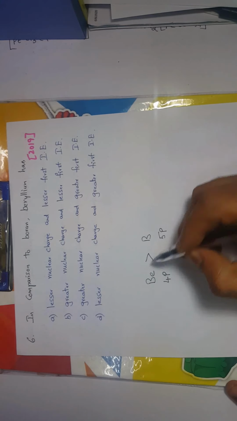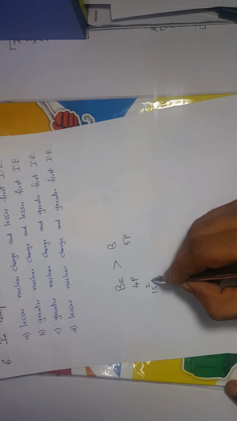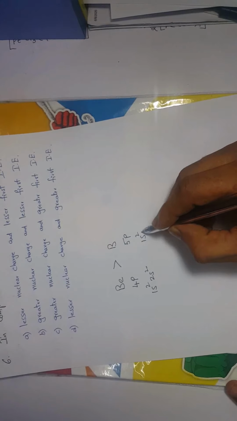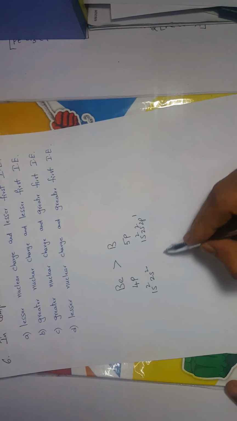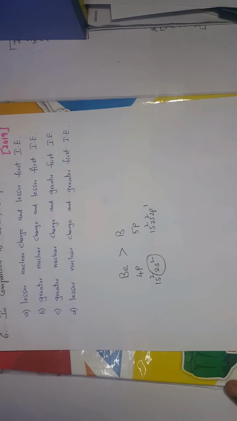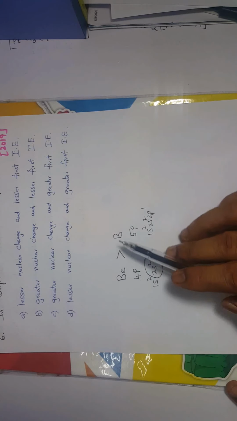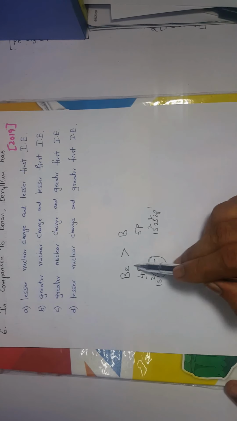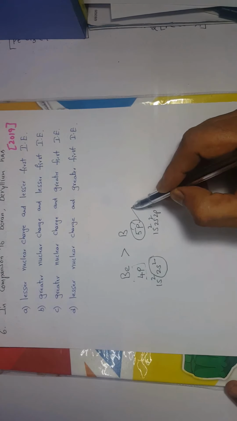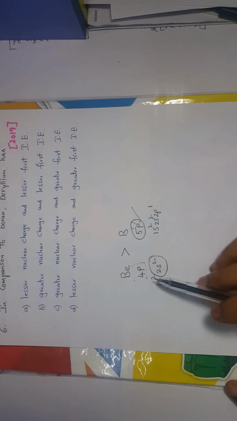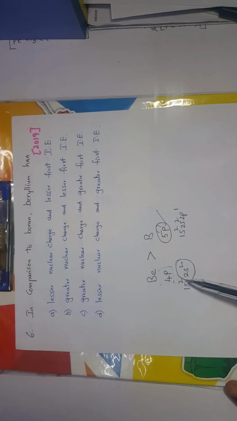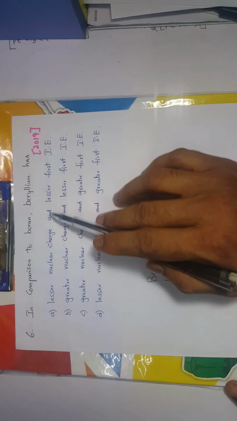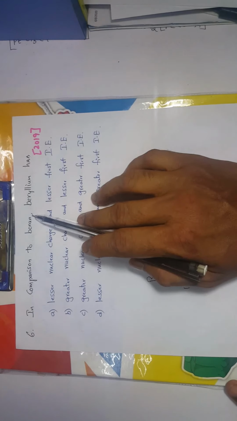Next, the ionization energy case, first ionization energy. Beryllium has a greater first ionization energy than boron because beryllium's configuration is 1s2, 2s2, and boron's configuration is 1s2, 2s2, 2p1. So it has a completely filled s orbital configuration. That's why beryllium has greater ionization energy than boron. Now the nuclear charge case: which one has greater nuclear charge? Boron has greater nuclear charge.